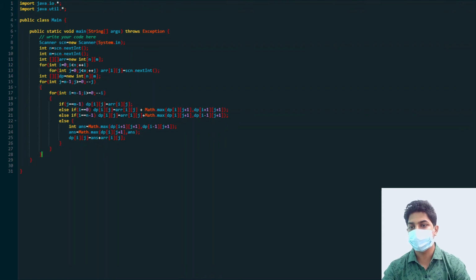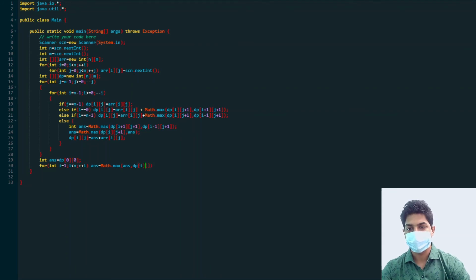After filling the dp array, what we have to print is, let's make a variable answer. Let's initialize it with dp of 0 comma 0. We have to take the maximum from the first column, so that is what we are going to do. After this we can simply print the answer.